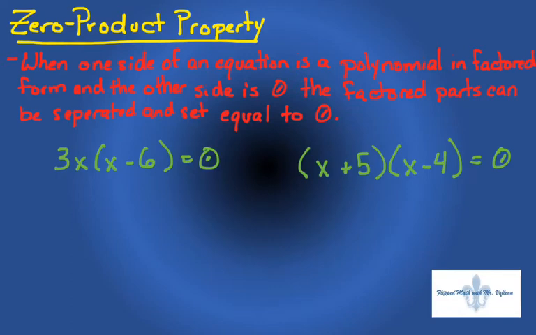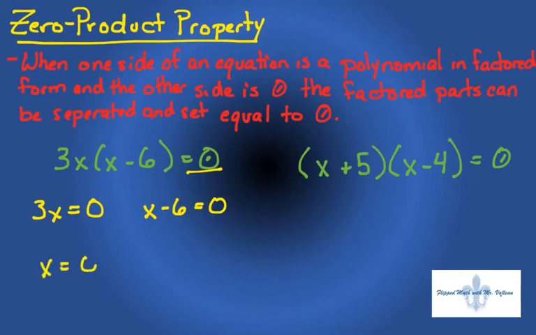So we have a polynomial in factored form, and it is equal to 0, which allows us to break apart into two equations. 3x is equal to 0, and x minus 6 is equal to 0. And then we are going to end up with roots of this equation. So the roots of the equation are the solutions for x, where x will equal 0 and x will equal 6. So we have our roots and we have our solutions for the polynomial.